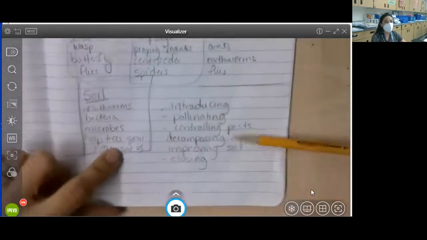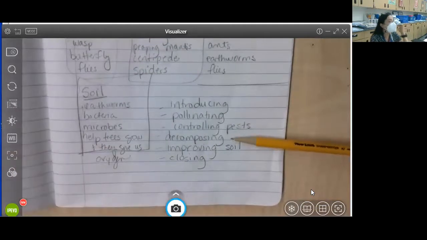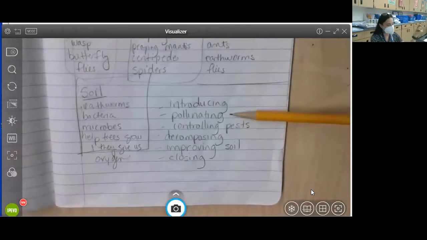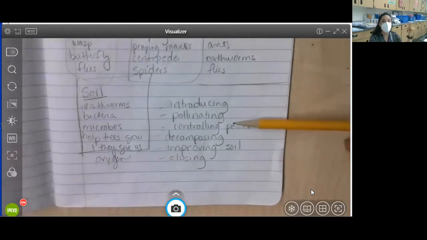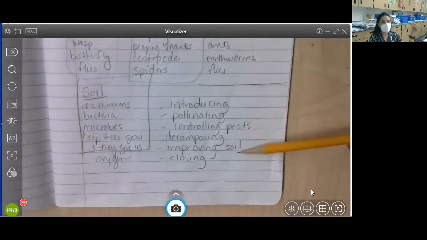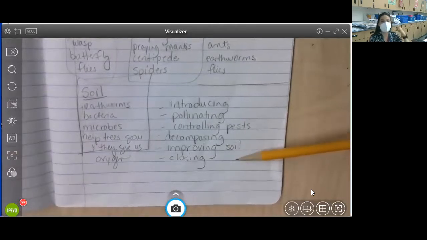Here is the way we are going to have our writing work. You always have an introduction, which is like a gentle hello, this is what we're talking about. Except we never say hi. We don't say my name is. Never start it that way. We don't have to say hello. You just have to start talking about what you're talking about. The next paragraph is going to be all about pollinating. The next paragraph is going to be all about controlling pests. The next one is all about decomposing. The next one is all about improving the soil. And the last is going to be your closing.